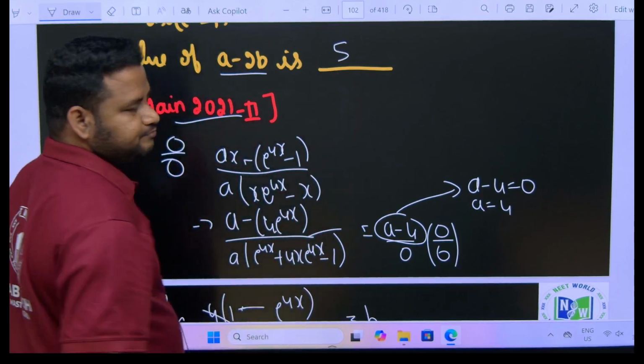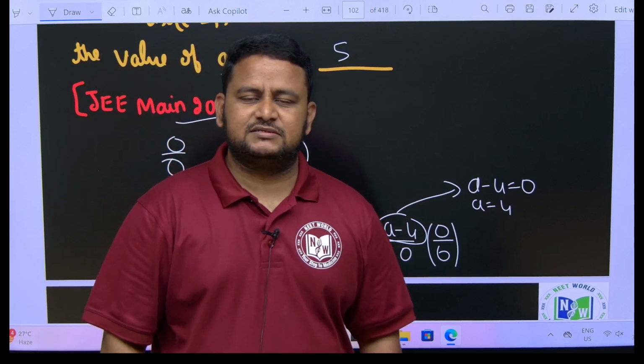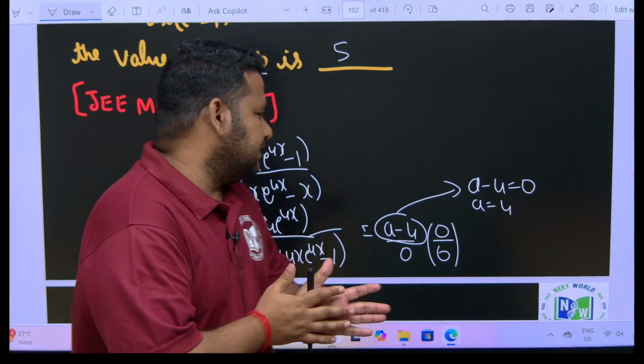5 is the answer. Simple. Understood, friends? I hope this is clear. Let's move to the next thing.